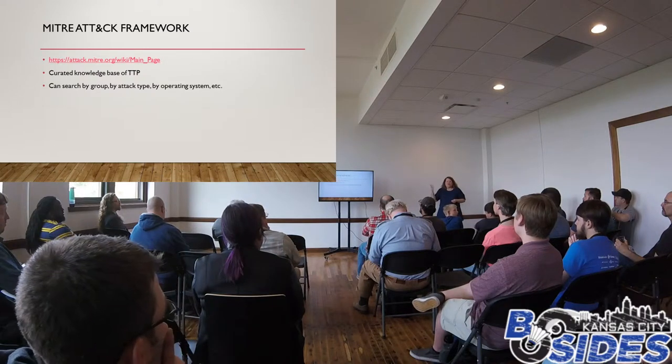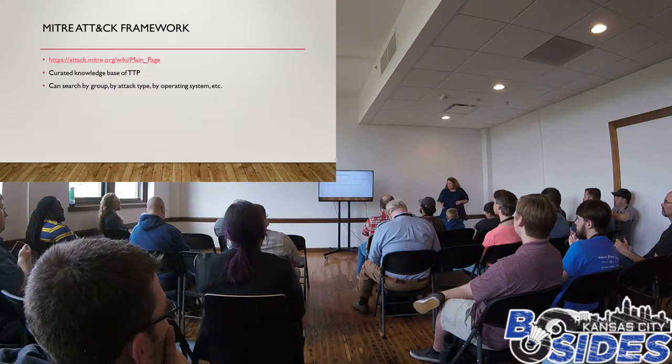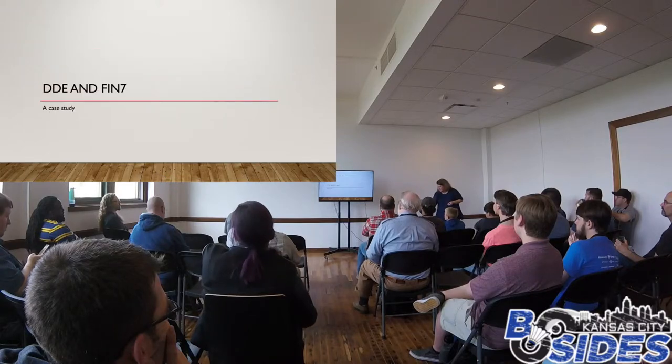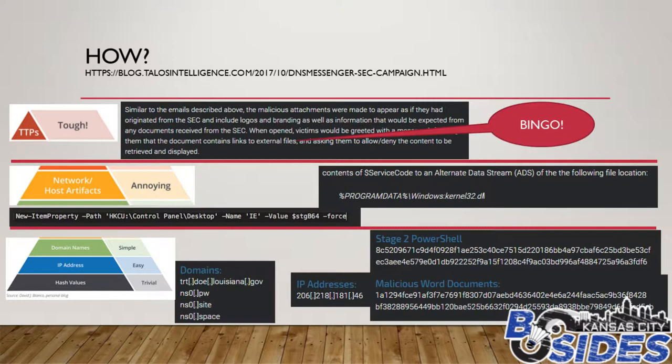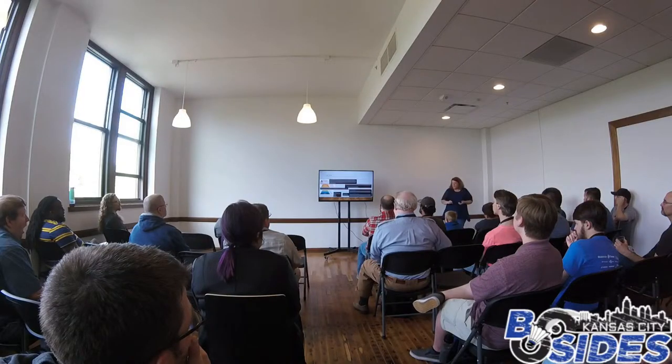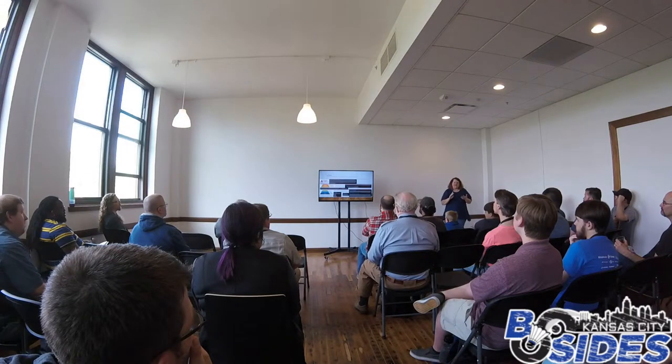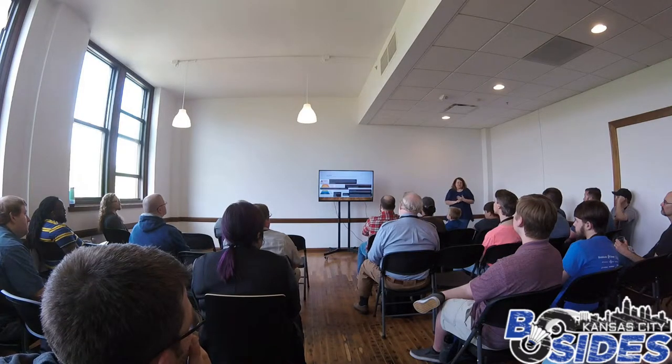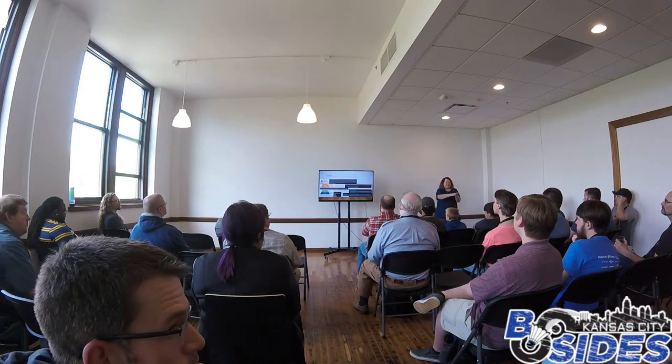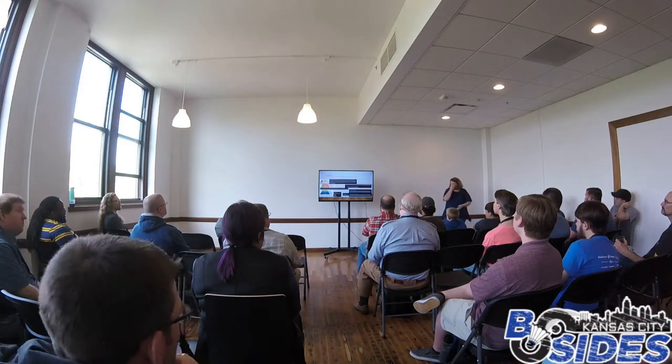They map all of the behavior for us. Because otherwise, we're going to be looking at blog posts like this to try to pick all of this out ourselves. So this is a real blog post from Talos. They had the bottom pyramid stuff. They had indicators. They had domain names. They had an IP address. We had the PowerShell. There was a malicious Word document. We had all of those hashes. They make it nice and easy down at the very bottom of the article. They say, here are your IOCs.